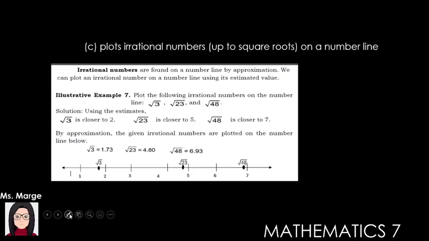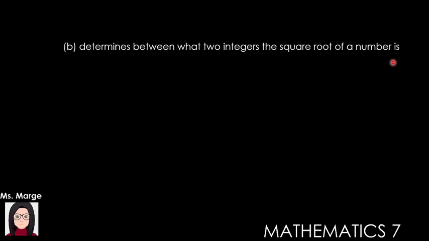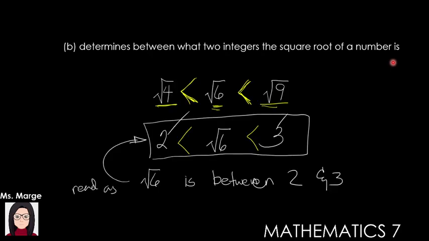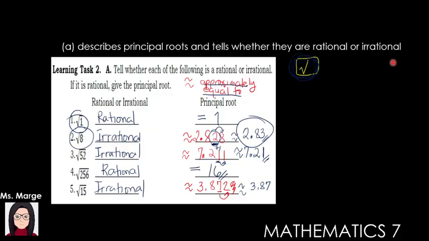Continue our discussion. So, ang gagawin natin ngayon ay plotting irrational numbers. We will plot our irrational numbers up to square roots. Siguro yung square root na tinutukoy dito is square root ng perfect squares on a number line.